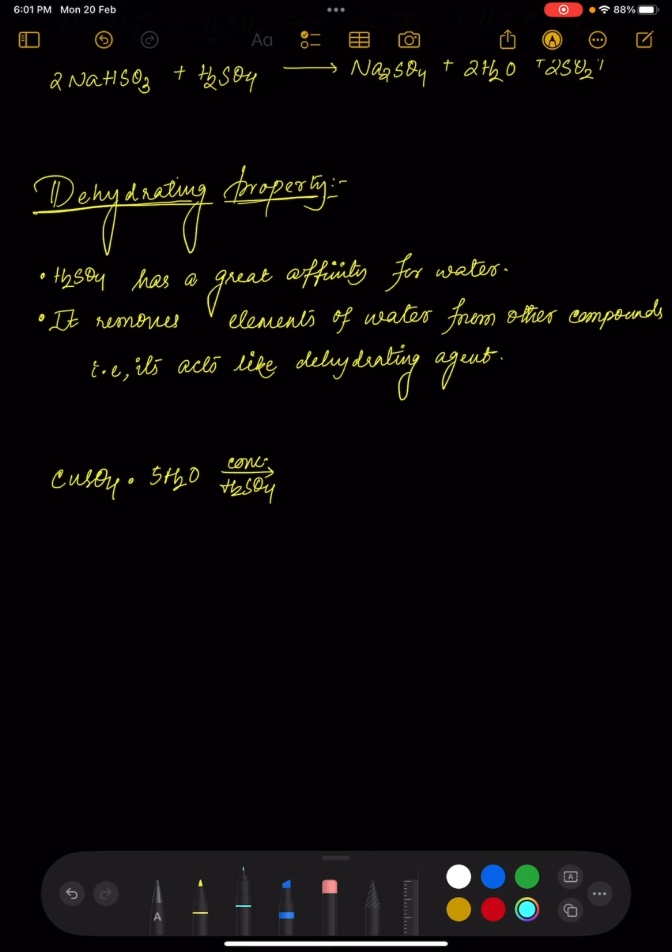So when H2SO4 is reacted with any of the agents, like any of the organic acids, or here we take blue copper(II) sulfate, it forms CuSO4, a solid which is dirty white in color, and 5H2O, that is removed by the acid.